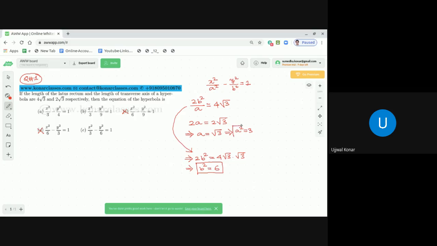Now if we apply these two values, a square equal to 3 and b square equal to 6, we get the correct option as option E, that is x square by 3 minus y square by 6 equal to 1 is the equation of the hyperbola. I hope it is absolutely clear, dear students, and I can proceed to the next question. Any doubt, any smallest doubt, never hesitate to let me know.